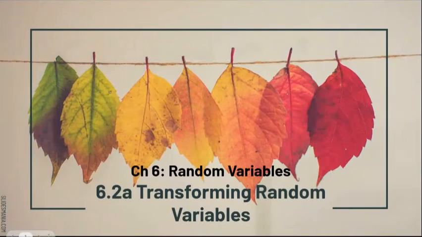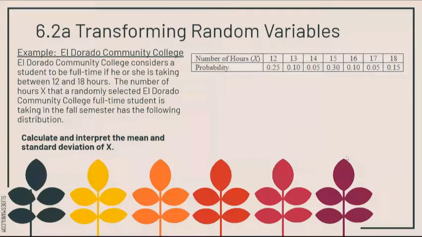Chapter 6, 6.2a, Transforming Random Variables. So let's look at the example. The Eldorado Community College considers a student to be full-time if he or she is taking between 12 and 18 hours. The number of hours X that a randomly selected Eldorado Community College full-time student is taking in the fall semester has the following distribution.